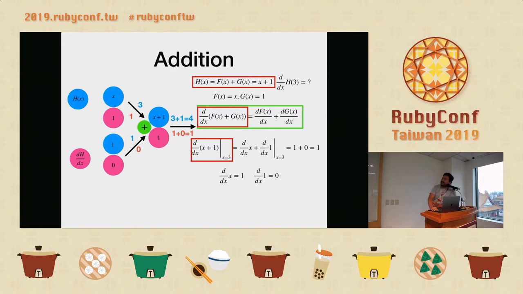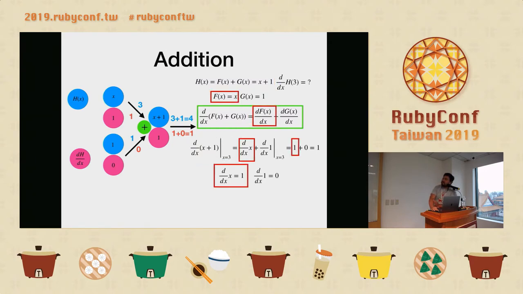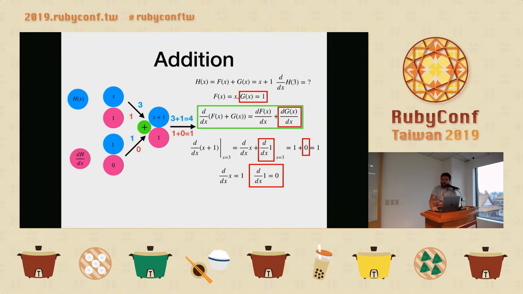We can see there's a rule for addition operations in differentiation. If we add two things and then do the differentiation, that equals doing the differentiation individually and summing them up. So here we have the left part: we want the differentiation of x, which is just 1, right? And the right part is the derivative of 1, which is 0. So we add them up.